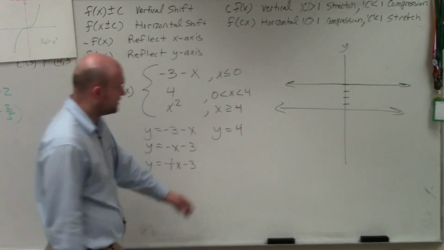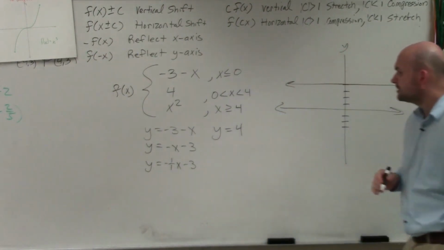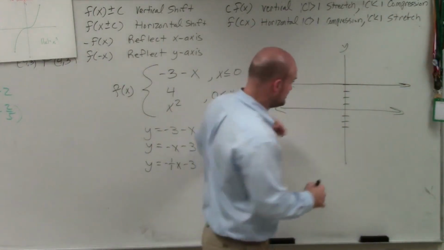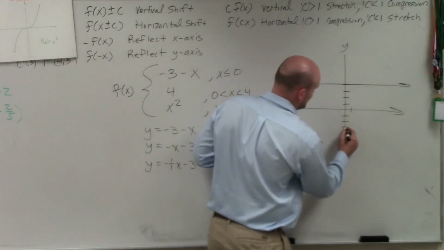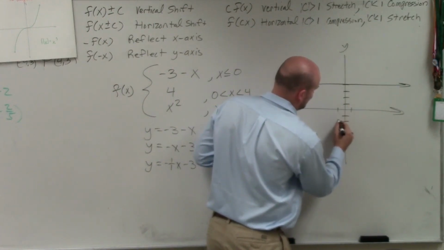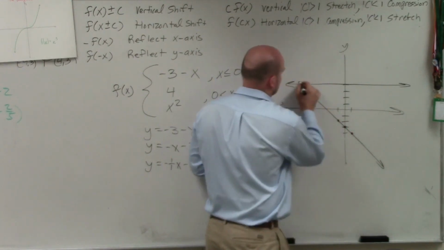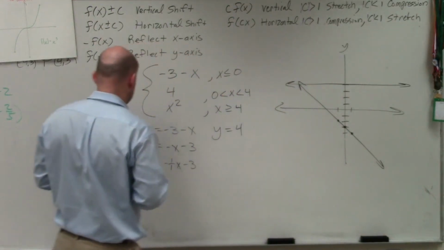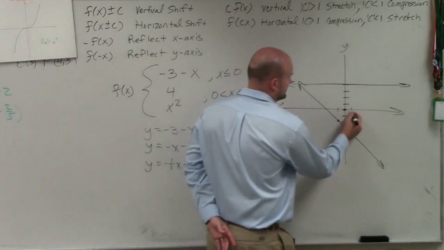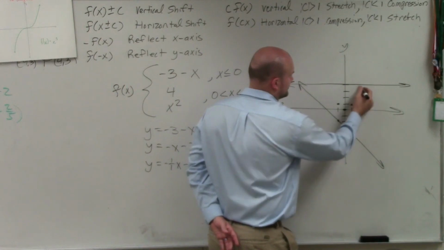If you guys remember, my y-intercept is at -3. 1, 2, 3. And then my slope is negative. So therefore, it's going to be going down in this direction. So I can either say it's going to the right one, down one, or I can say it's going up to the left. And then my last one is another quadratic. So again, that goes here, over 1, up 1, over 2, up 4. 1, 2, 3, 4.